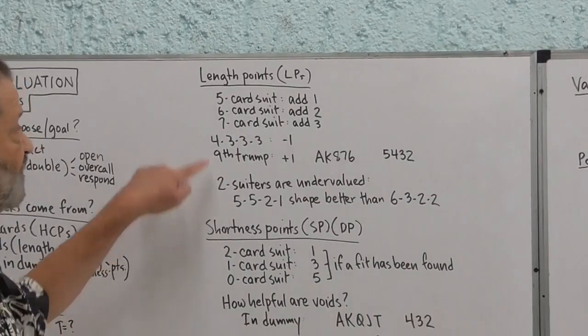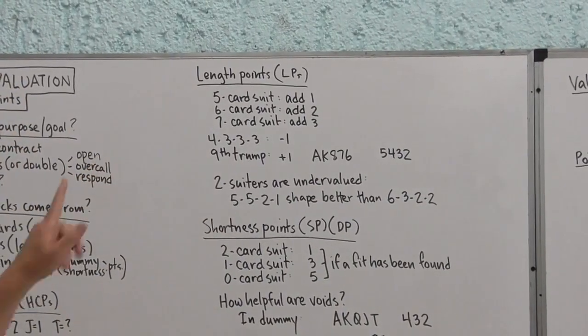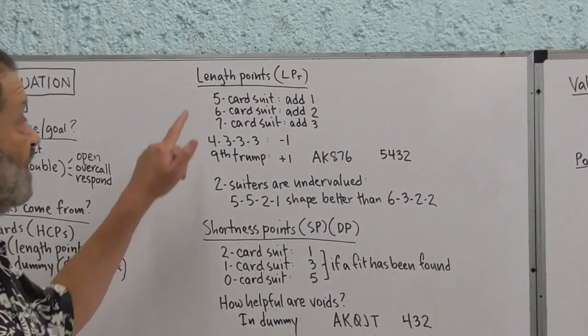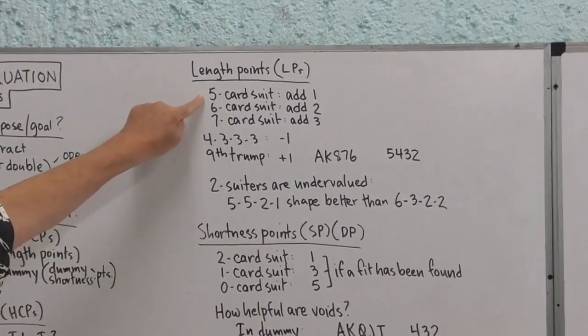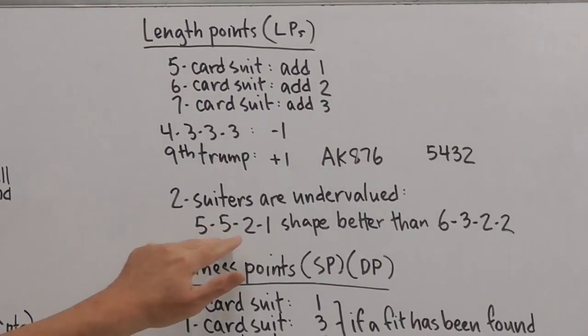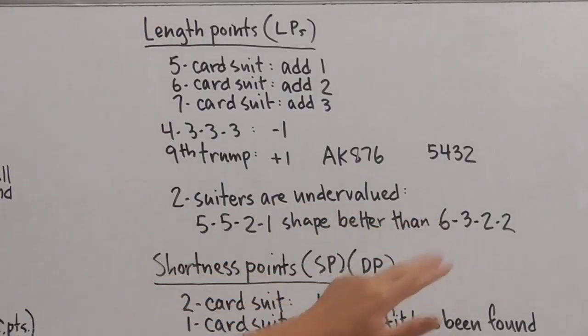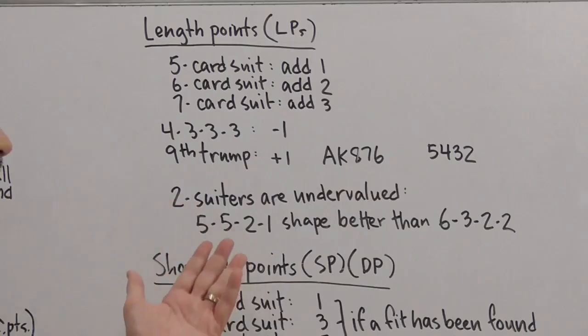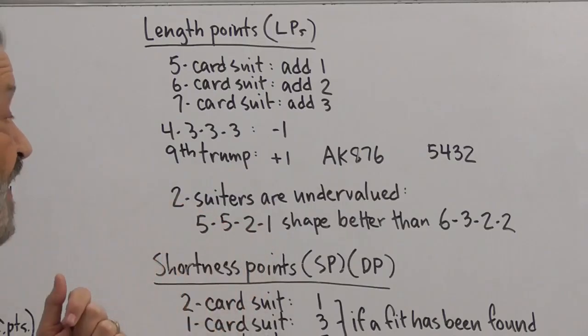And one last thing to say about this idea, 2-suiters are undervalued in this system here. If we give ourselves an extra point for a 5-card suit and 2 extra points for a 6-card suit, we're going to give ourselves 1 extra point for each of these 5-card suits and 2 extra points for this 6-card suit. But they're not equal. A 5-5-2-1 hand has better shape than 6-3-2-2. So this is one place where the point count system might not accurately reflect the relative strength of hands.